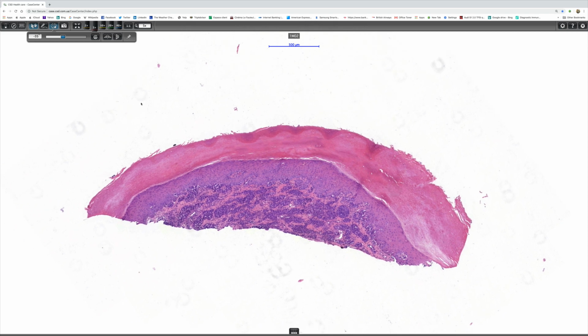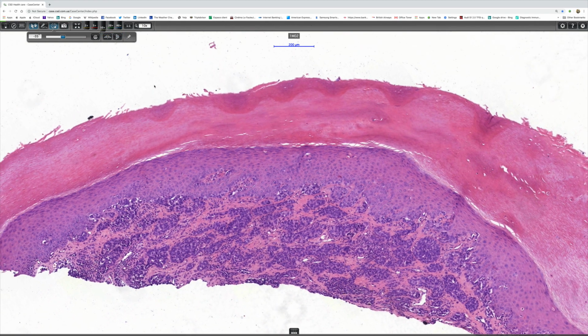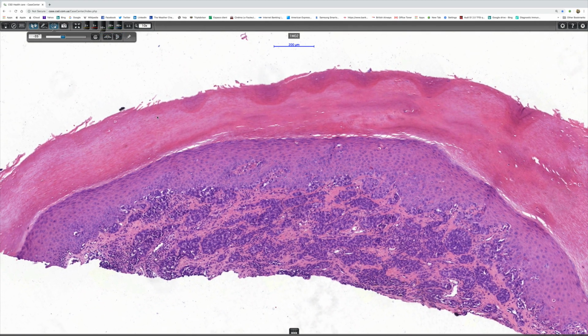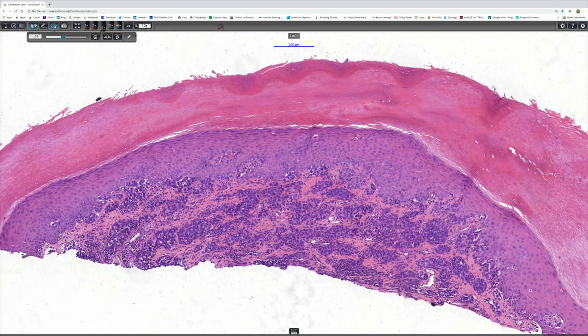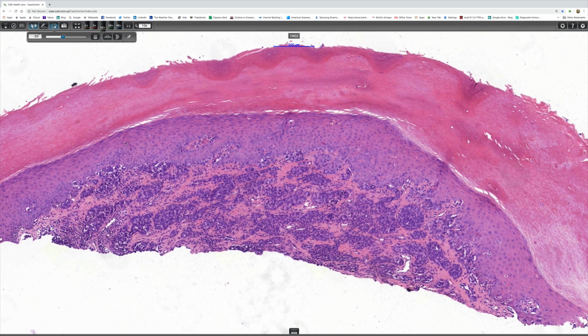Now, this is a case for which I have no clinical information other than it's obviously at an acral site due to the very thick stratum corneum, and I imagine it's probably from an older patient, so that would be a reasonable background. Now, when we look at the lesion, one can see that the dermis is extensively infiltrated by small basophilic cells, and it's from this that the tumor develops its name.